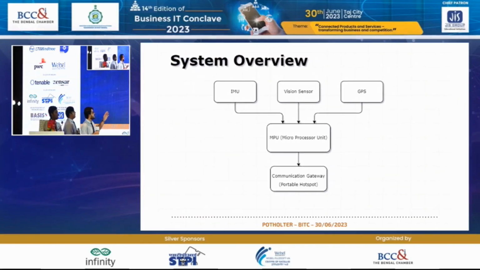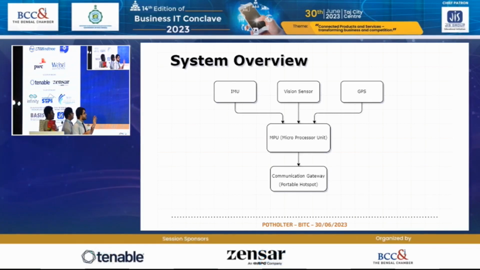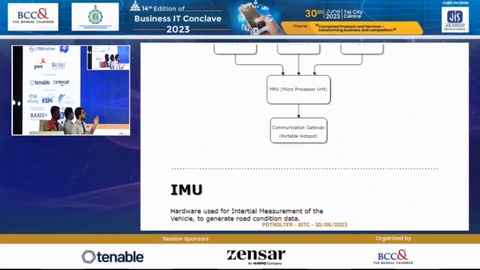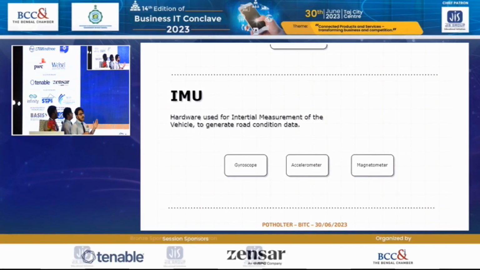These are the 3 main hardwares we have used in our project: IMU sensor, vision sensor, and GPS, and all of them are connected to our MPU or microprocessor unit, and then it is connected to our cloud server through a communication gateway. Now let's come to a brief description of the hardwares we have used.